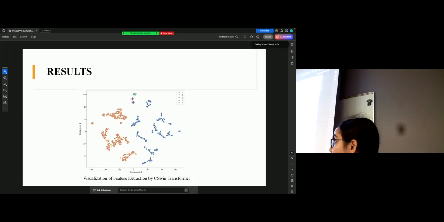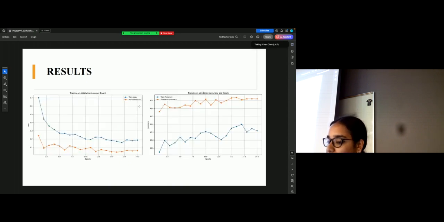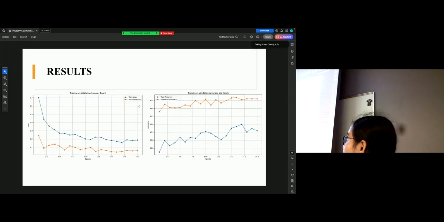So this is the result at the initial stage. The t-SNE graph shows how well the C-Swin extracted the features. You can see 0 is the normal fibrosis pattern, and 1 is the fibrosis pattern. 2 is the normal FSIMA pattern, and 3 and 4 are the other FSIMA condition patterns.